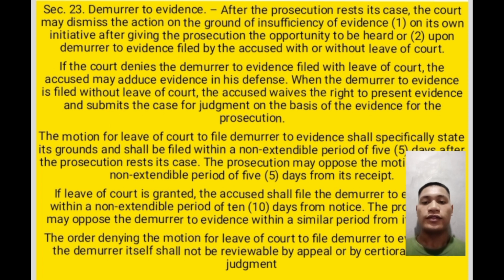If leave of court is granted, the accused must file the demurrer within 10 days, and the prosecution can oppose within a similar period. It is important to note that the order denying a motion for leave of court to file a demurrer to evidence, or the demurrer itself, cannot be appealed or reviewed before judgment is rendered. This means that the decision on the demurrer to evidence cannot be challenged through an appeal or certiorari before the case is concluded.